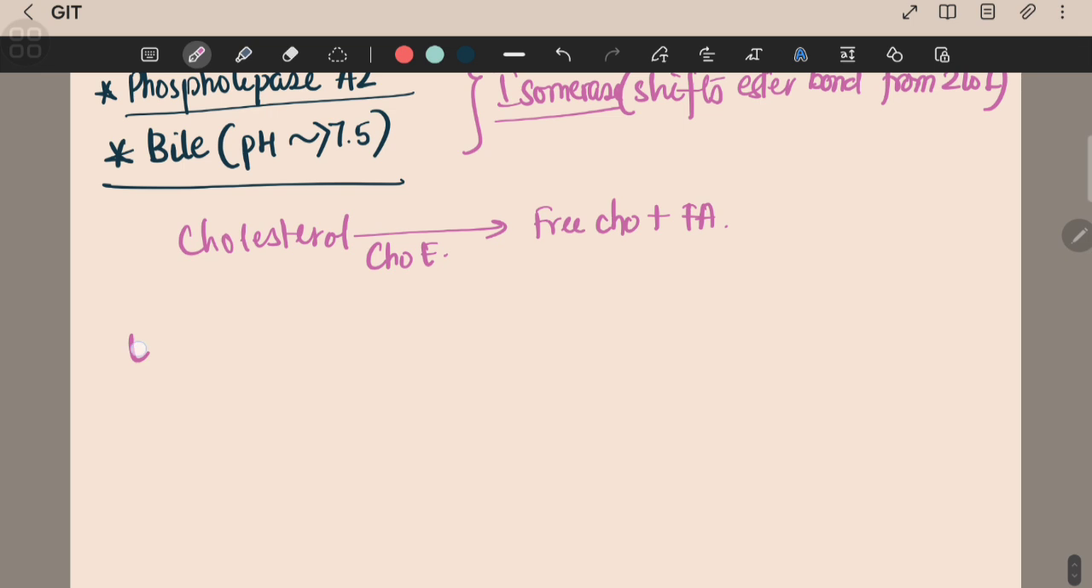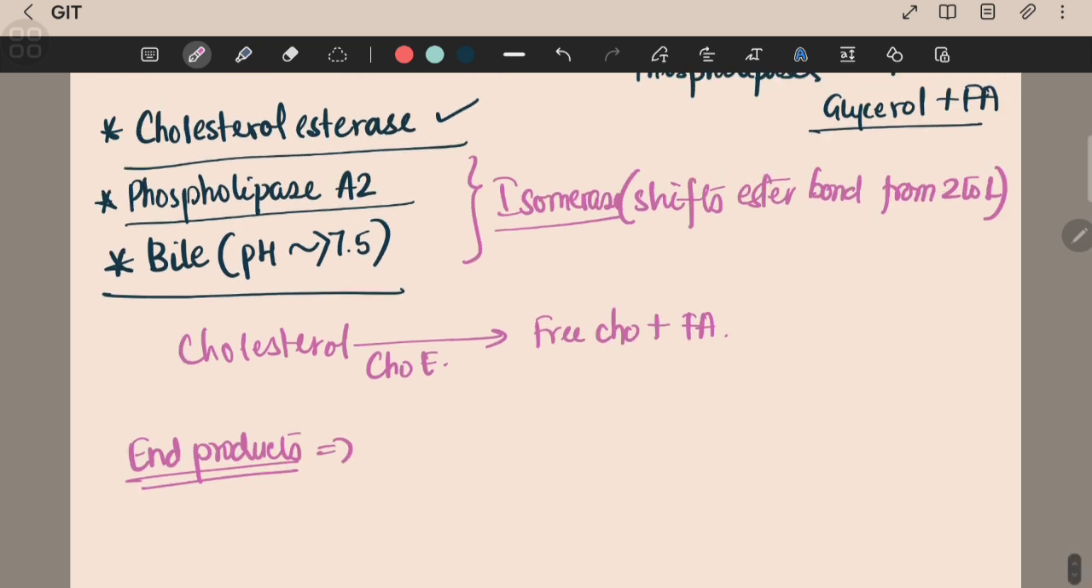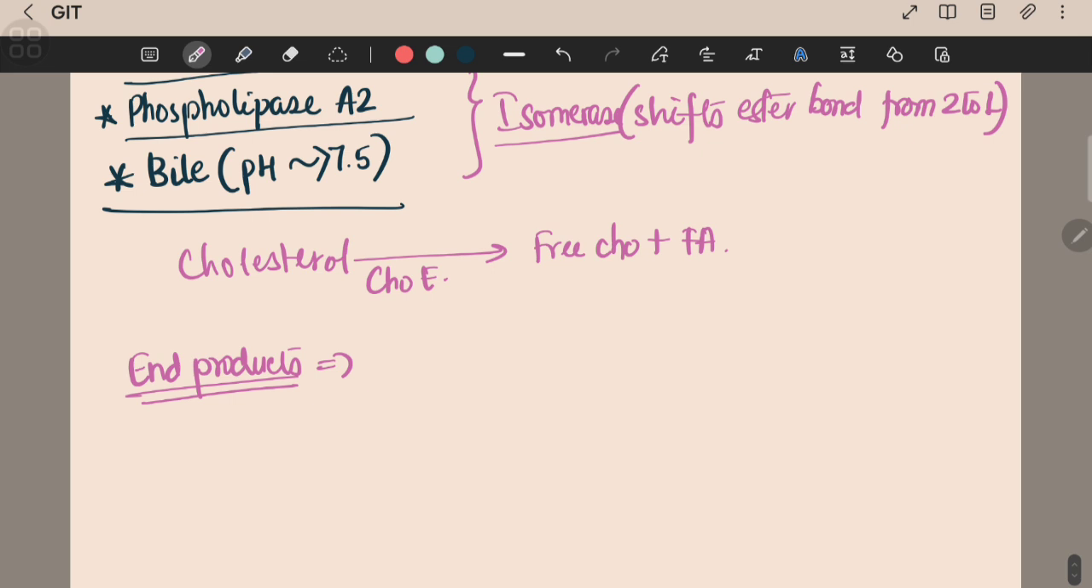If they ask you about the end products of digestion, what can they be? I have told you about lipases, phospholipases and pancreatic lipases. After this entire digestion, most of the triglycerides will be split by pancreatic lipases. The end products will be free fatty acids plus 2-monoglycerides, or monoacyl glycerol, mainly these.